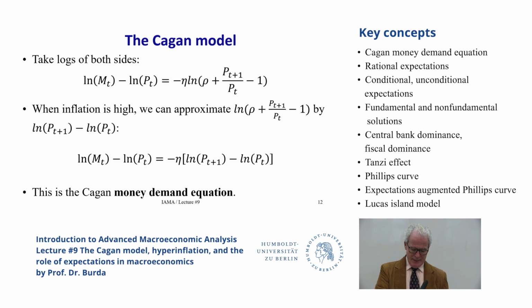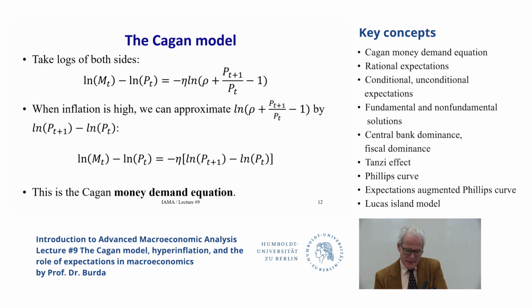You can see that it's the difference between the logarithm of the money supply in nominal terms minus the log of the price level. That is a negative function of the change in the logarithm of the price level that is expected between today and the next period. So today's money demand depends on tomorrow's price level relative to today's price level. So that's the role of future expectations in a current demand for money.